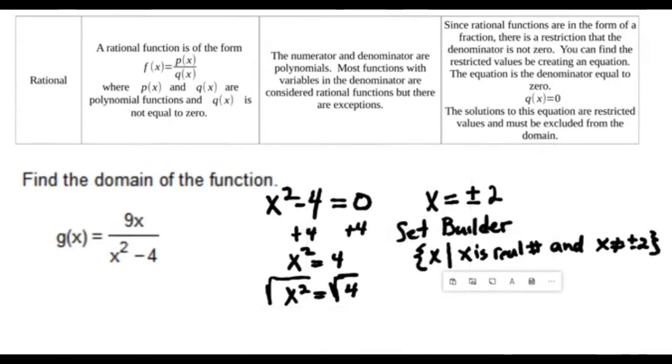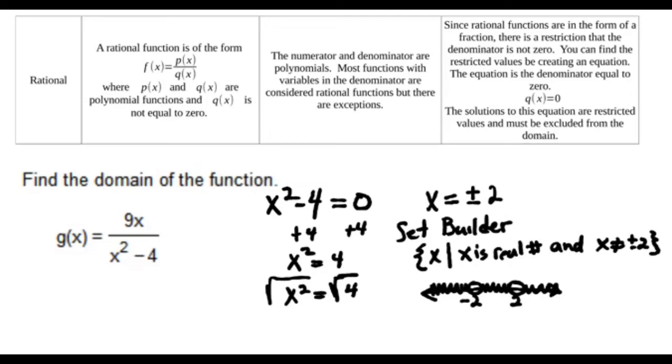Another way we could write the domain would be in interval notation. So in interval notation, I like to draw a number line. And you're going to mark on that number line the restricted values of negative 2 and 2. We'll mark those restricted values with an open circle to indicate that those values are not in the set. And we can shade all of the other values. So this is a representation of all real numbers except for negative 2 and positive 2.